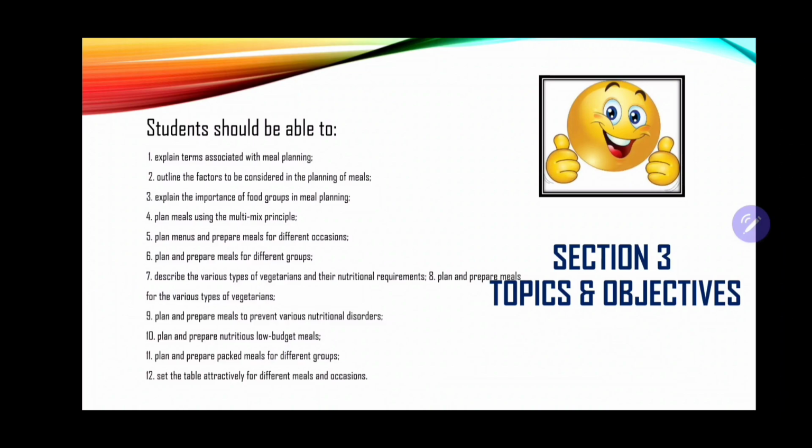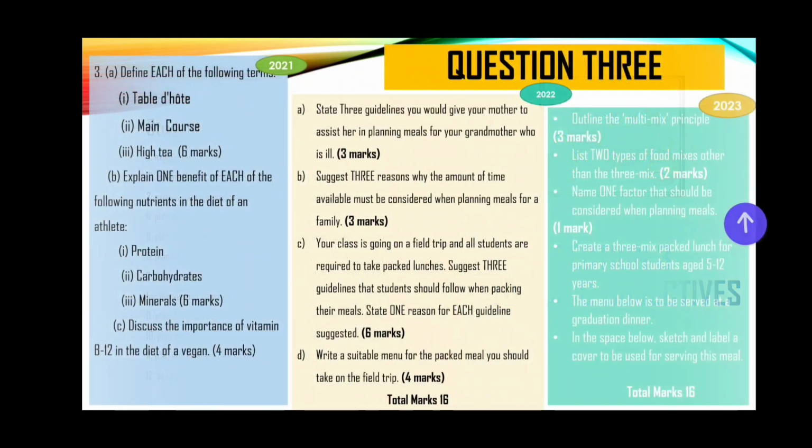Now, let's start the analysis. As I said before, we're looking at years 2021, 2022, 2023, and we're going to compare and contrast to see the similarities and the differences, right? Let's go. In 2021, you were to define some terms. These include table d'hote, main course, and high tea, 2 marks each.